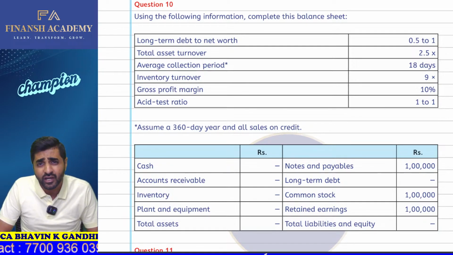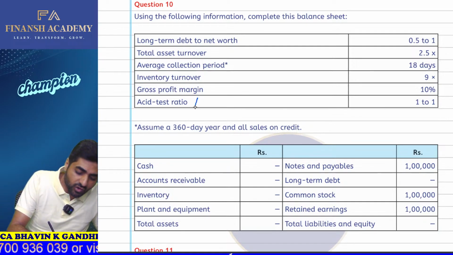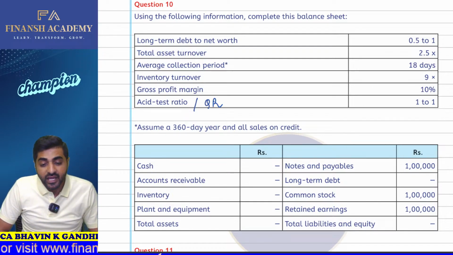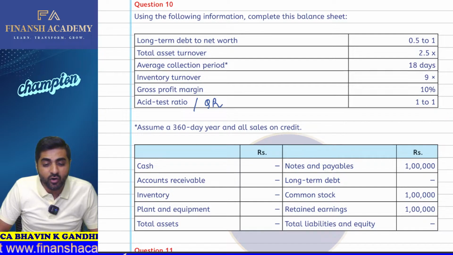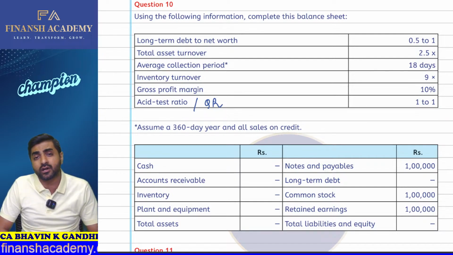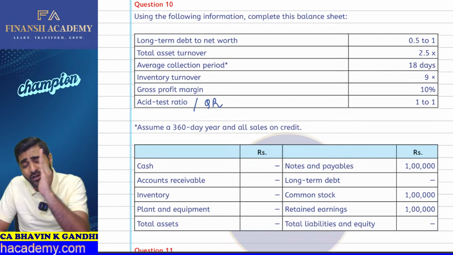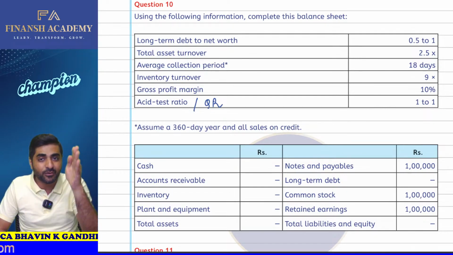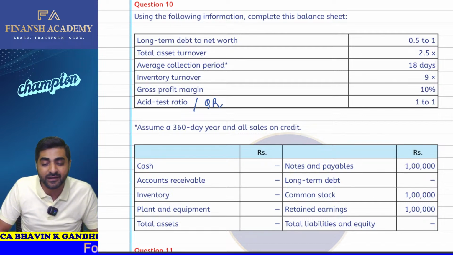What is asset test ratio? I've explained to you earlier, this is also nothing but your quick ratio. Then we have cash, account receivable, inventory, plant and equipment, total assets. Total assets should actually appear on the balance sheet asset side, we usually write it on the right hand side. Here they have given it to you in this particular format.